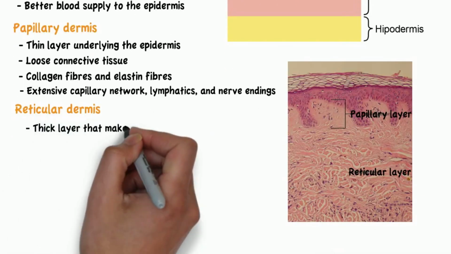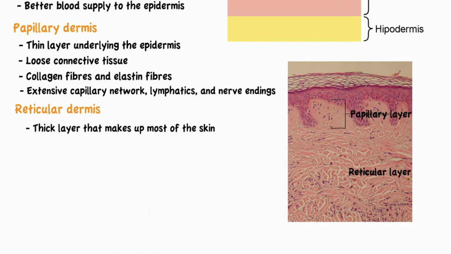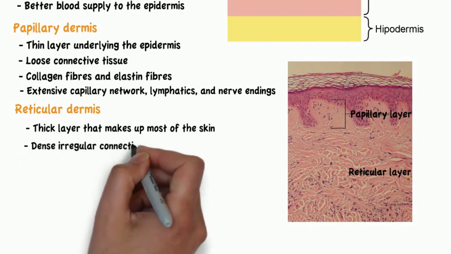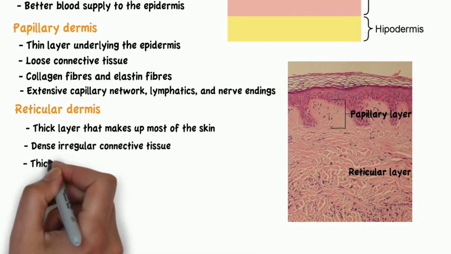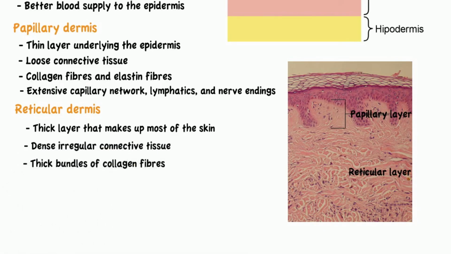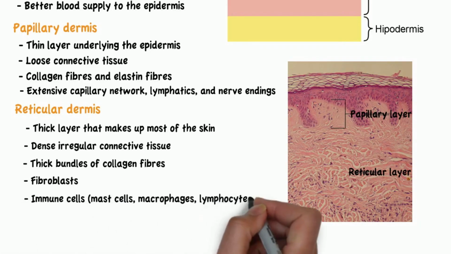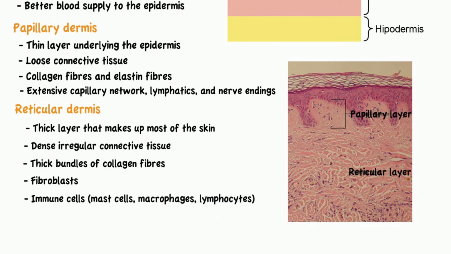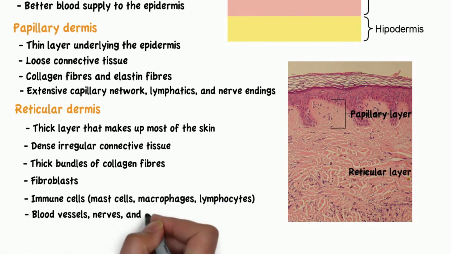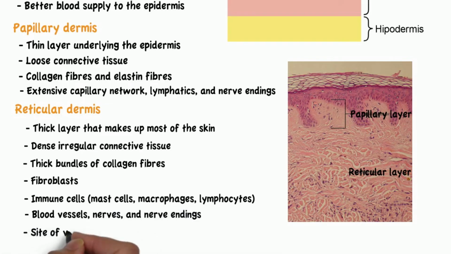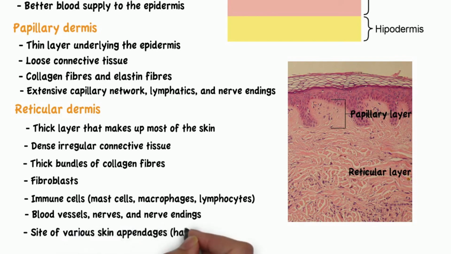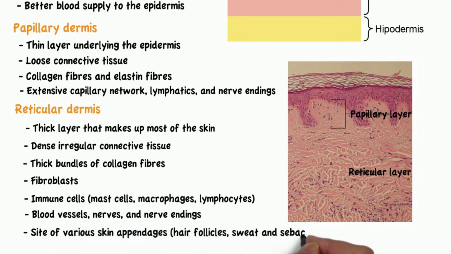The reticular dermis is a thick layer that makes up most of the skin overall. It is composed of dense, irregular connective tissue containing thick bundles of collagen fibers. This layer contains fibroblasts, which are cells that synthesize collagen and elastin, and immune cells such as mast cells, macrophages, and lymphocytes. It also contains various vessels, nerves, and nerve endings. Lastly, the reticular dermis is the site of various skin appendages like hair follicles, sweat, and sebaceous glands.